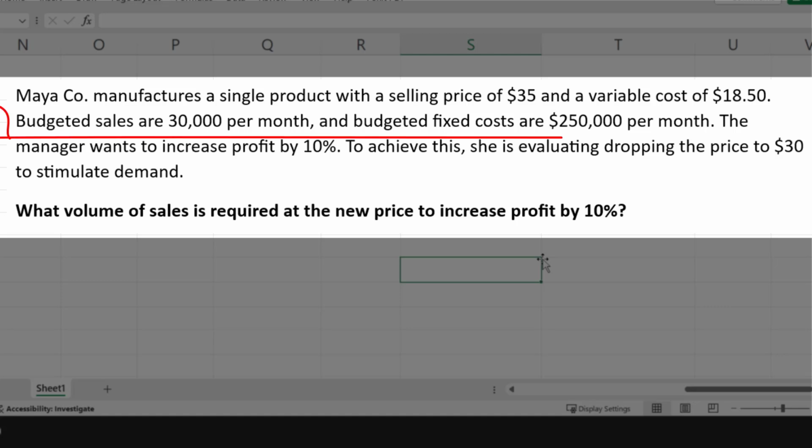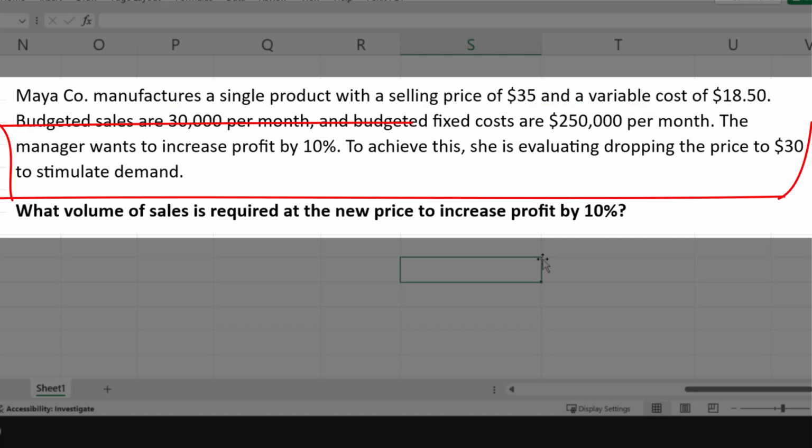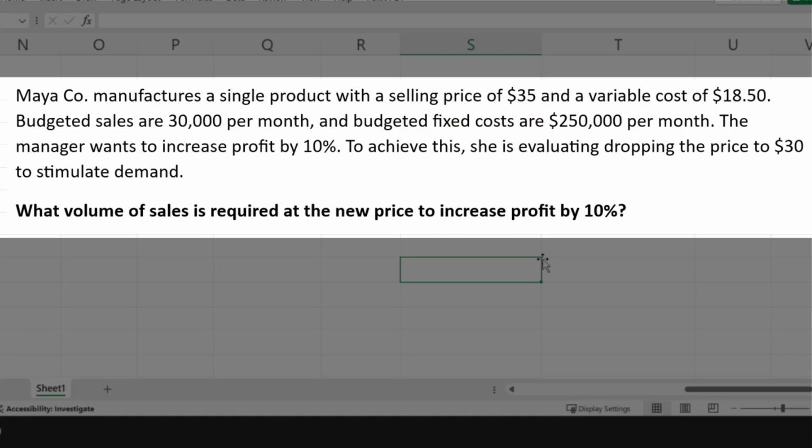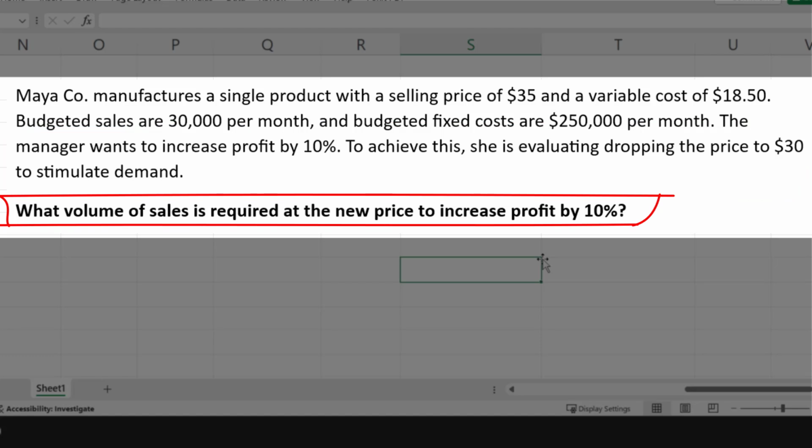We'll do that in a moment. We've got budgeted sales of 30,000 units per month, and we've got budgeted fixed costs of $250,000 per month. Now, the manager wants to grow profits by 10%. And to do this, she is evaluating dropping the price to $30, hoping that this will stimulate demand. So now we're back to that question. What volume of sales is required at the new price to grow our profit by 10%?